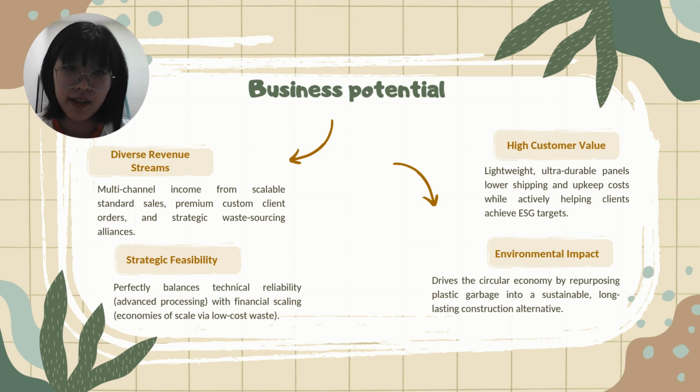The second point is high customer value. The lightweight, ultra-durable panels mean lower shipping and upkeep costs while actively helping the clients to achieve their ESG targets. The third point is strategic feasibility. It perfectly balances the technical reliability, which is the advanced processing, with financial scaling, which is the economies of scale, along with low cost waste.